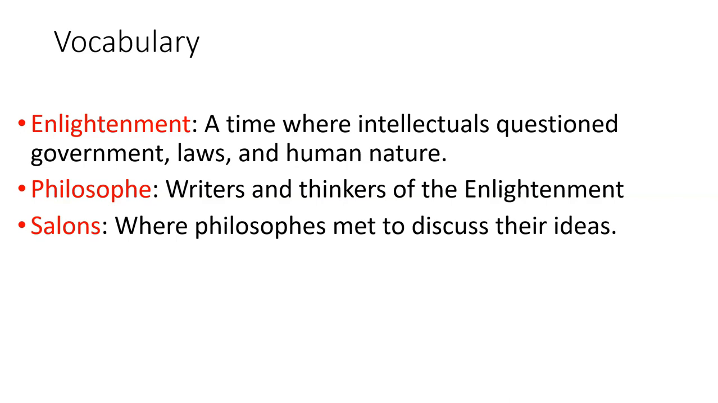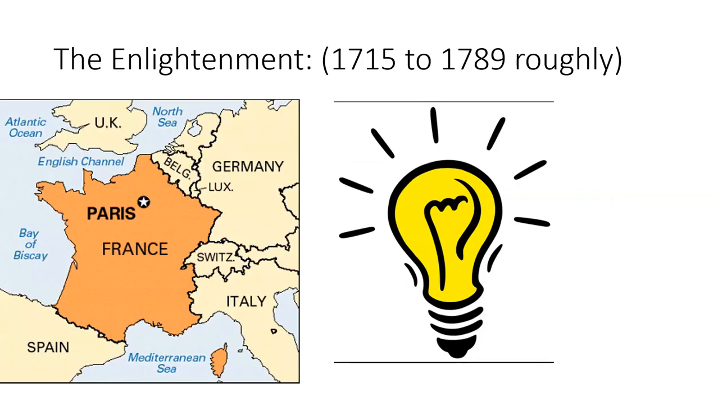You've got philosophes, the French take on philosopher. A philosophe is a writer or thinker of this time period. And then you've got your salons. This is where people meet to discuss their ideas. And just know, by the way, I showed you a time period, 1715 to 1789. 1789 is the French Revolution. That's rough. It just gets you close.